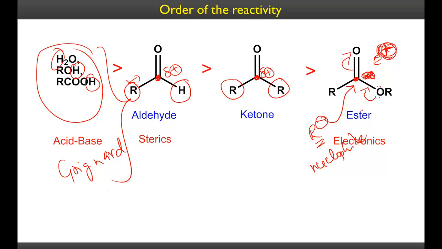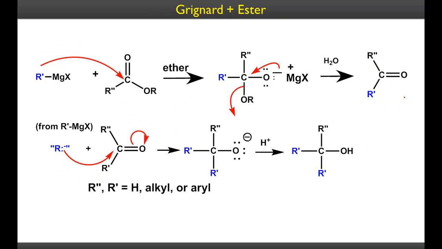Okay, so that's the reason why esters are not as reactive as ketones and aldehydes. So this is the mechanism of ester reduction. This is giving a tertiary alcohol. Let's look into the mechanism. This is nucleophilic and this is electrophilic. So the electrons are flowing from nucleophile to electrophile, and this has to break a bond.